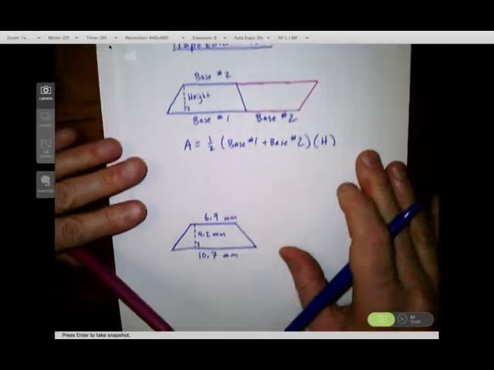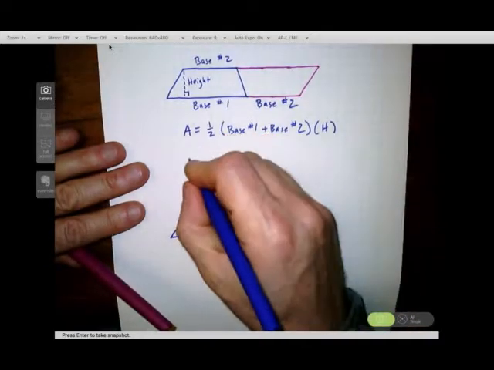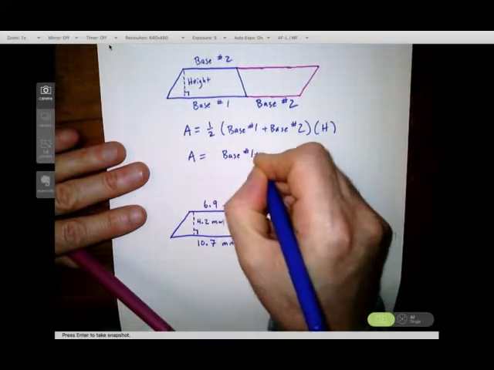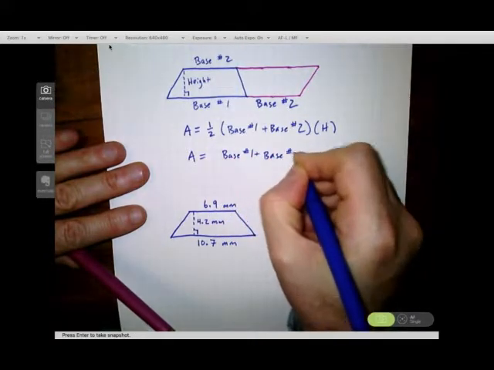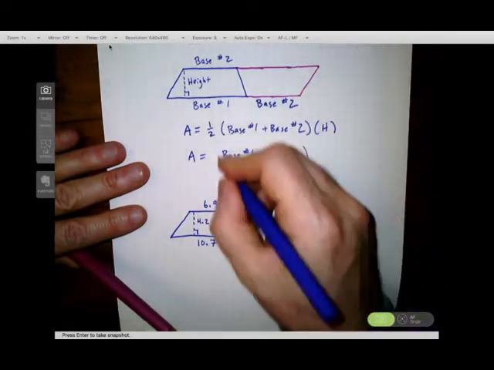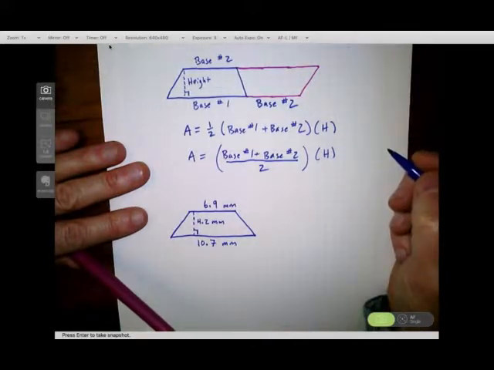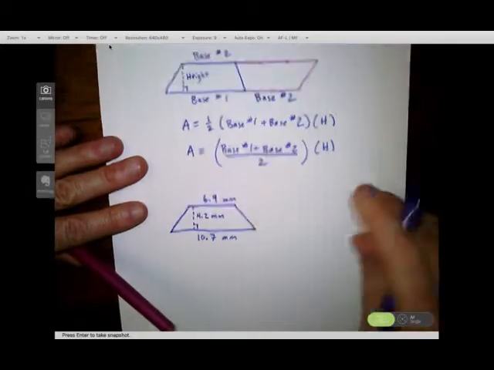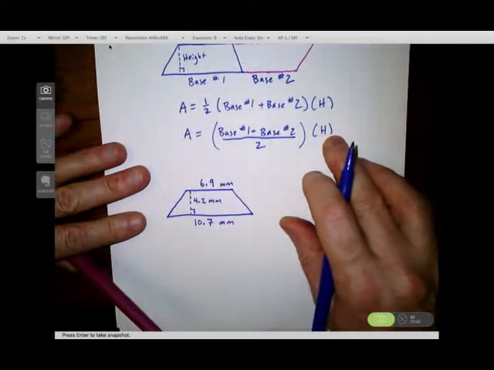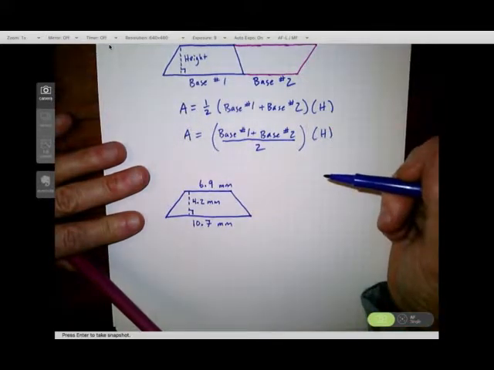Again, I like to do this a little bit differently. I'm going to rearrange this a little bit like this. So area equals base number 1 plus base number 2, and I'm going to divide that by 2. I'm just moving this 2 to the bottom, and then I'm going to multiply that by the height. Okay, so add the bases, divide that by 2, multiply that by the height. And it's like finding the average of the bases, which is another way to think about this.